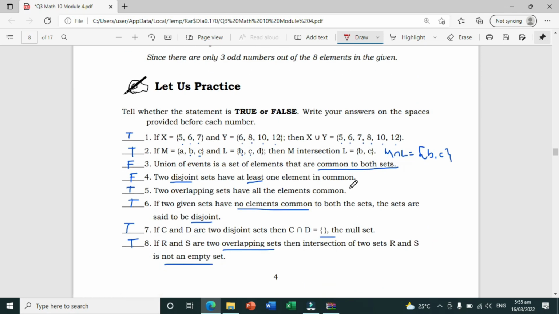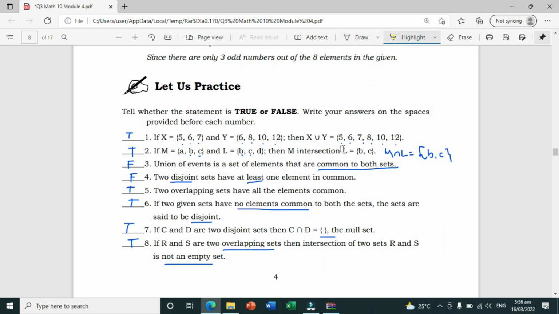Okay, let us practice. Tell whether the statement is true or false. Write your answers on the spaces provided before each number. So, number 1, kung ang x natin is 5, 6, 7, yung set y naman natin is 6, 8, 10, 12, then, ano yung union?